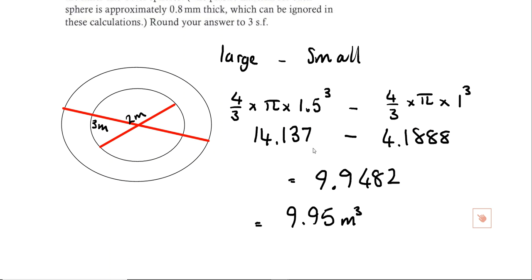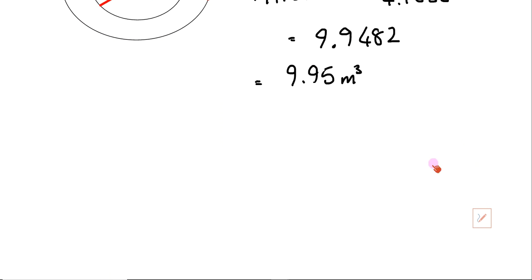Okie doke, do you all see how that one works relatively okay? If we just think about it, take it step by step. That's a very common type of problem. Take away the smaller one from the larger one. That's it. Right, next ones then.